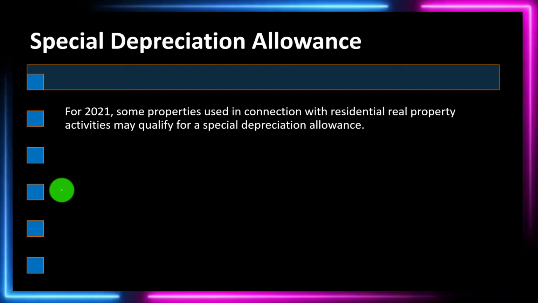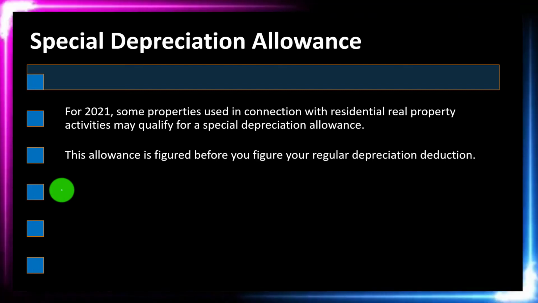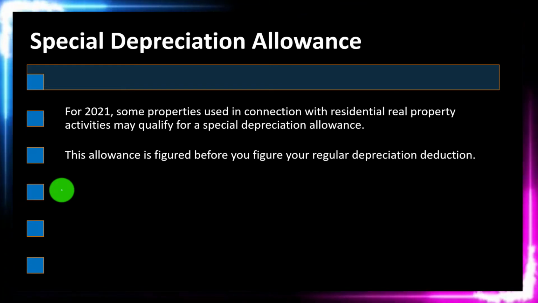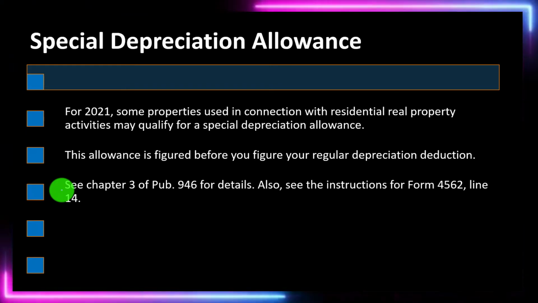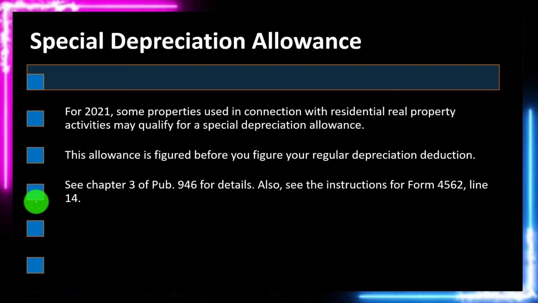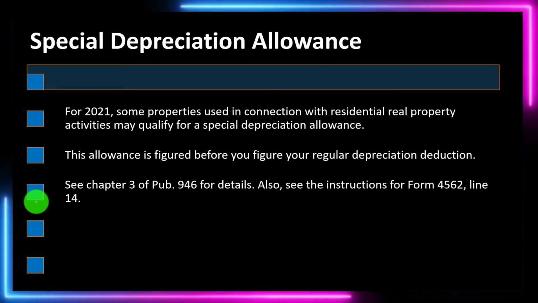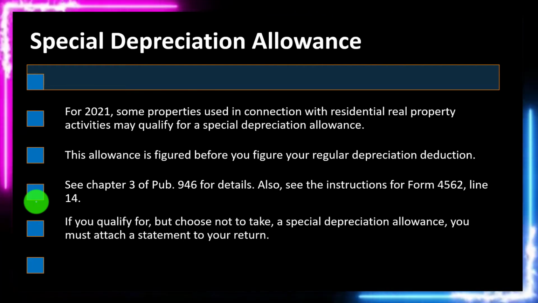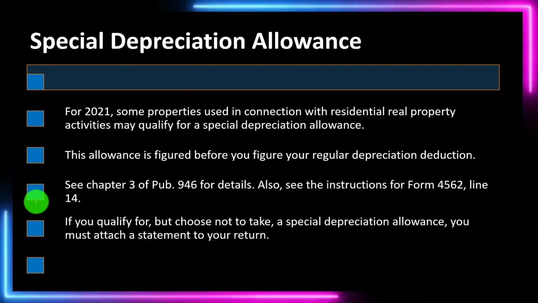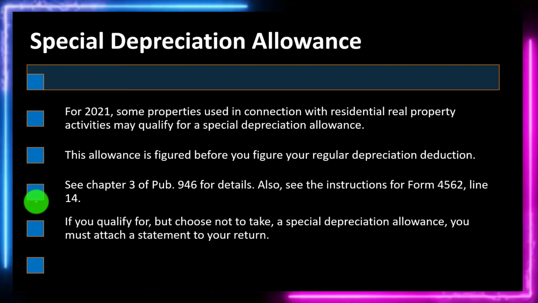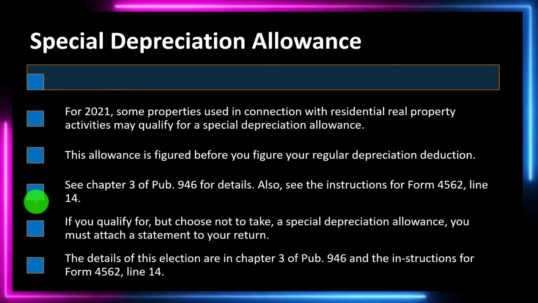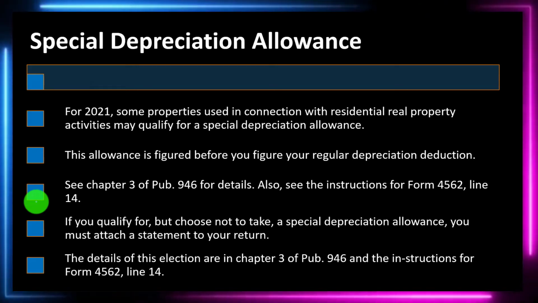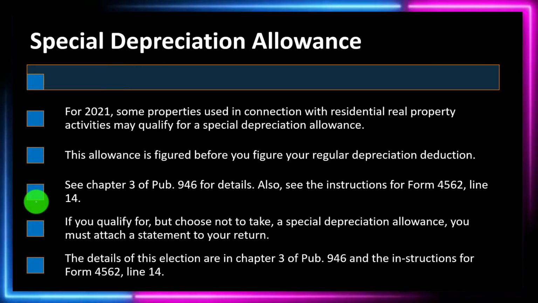So you've got these special rules with being able to depreciate more, for example, to accelerate the economy. So this allowance is figured before you figure your regular depreciation deduction. See Chapter 3 of Publication 946 for details. Also, see instructions for Form 4562, line 14. If you qualify for but choose not to take a special depreciation allowance, you must attach a statement to your return. The details of this election are in Chapter 3 of Publication 946 and the instructions for Form 4562, line 14.